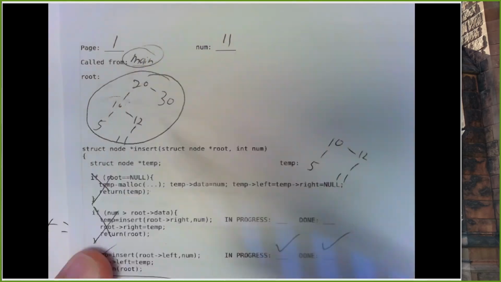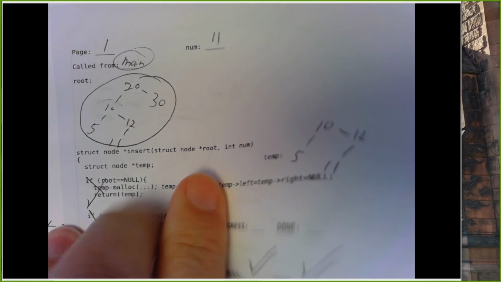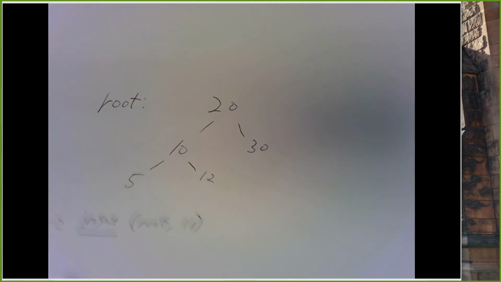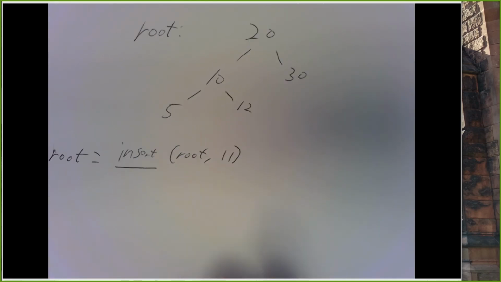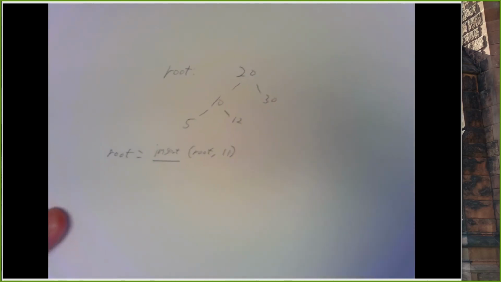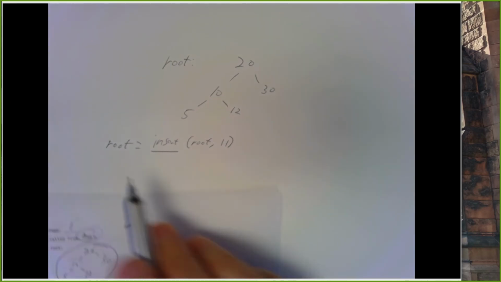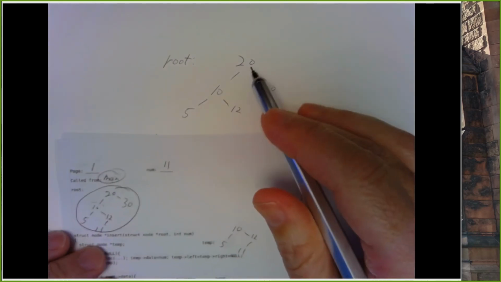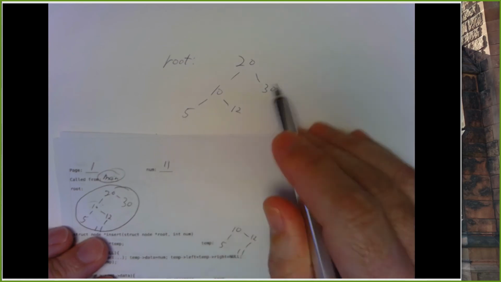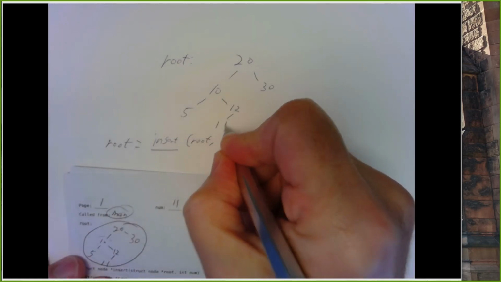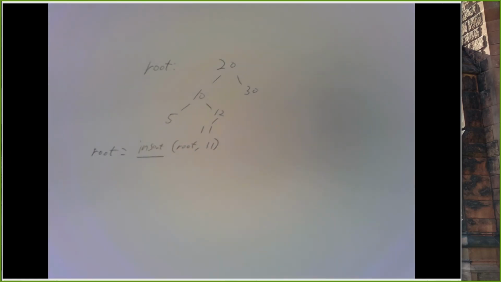So this call to insert is going to return this tree. Where was this called from? This was called from main. So let's go back to main. Main said root equals insert. Well, we just called the insert function. And the return from that was this little tree right here, and this says set root equal to that. So now root's going to be equal to a tree containing 20, 10, 5, 30, 12, 11. That's the tree that results.